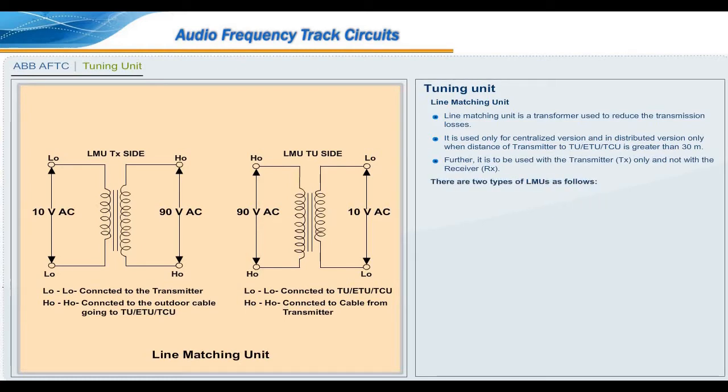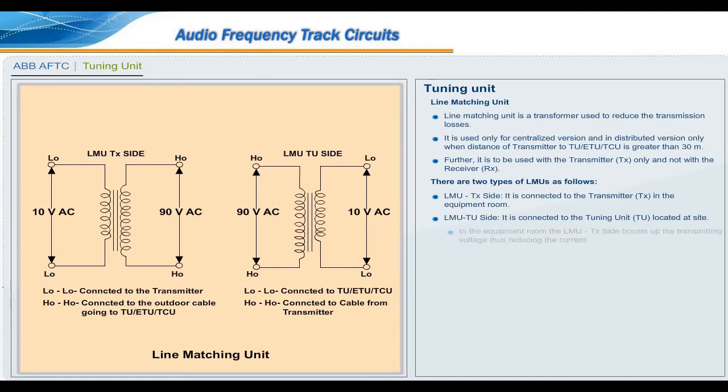There are two types of LMUs as follows. LMU TX side. It is connected to the transmitter in the equipment room. LMU TU side. It is connected to the tuning unit TU located at site.